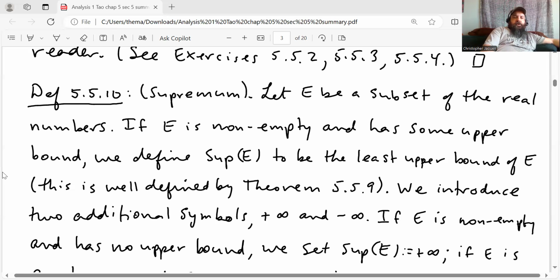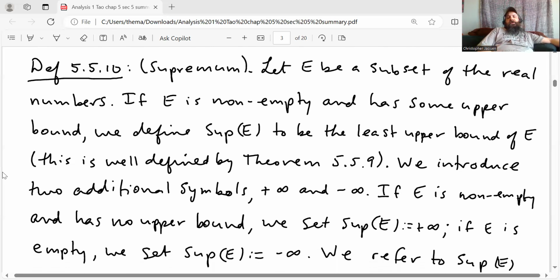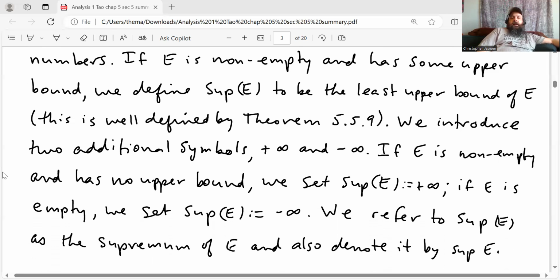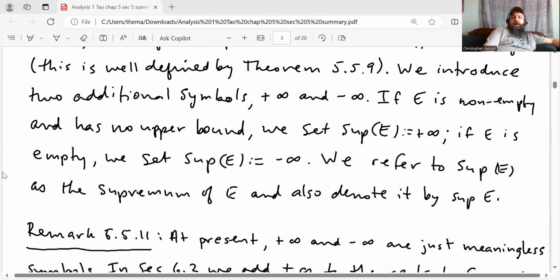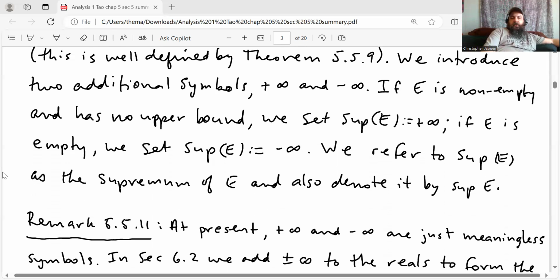We introduce two additional symbols, plus infinity and minus infinity. If E is non-empty and has no upper bound, we set sup E to be equal to plus infinity, and if E is empty, we set sup E to be negative infinity. We refer to sup E as the supremum of E and also denote it by sup E without the parentheses, so either way.